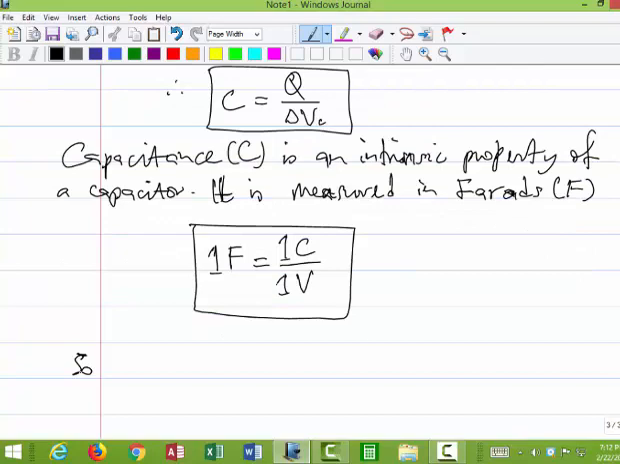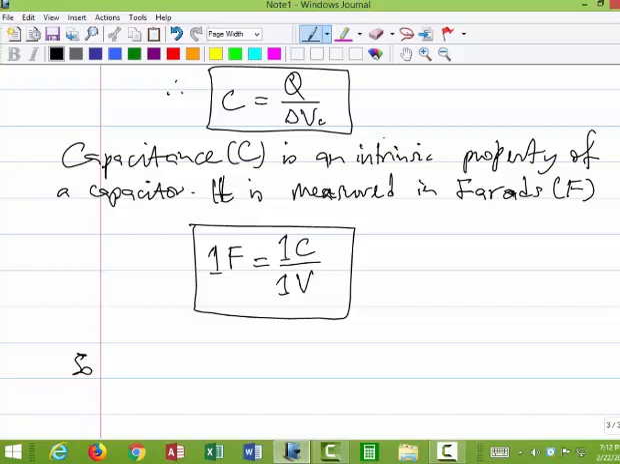So what kind of property is it? It's an intrinsic property, meaning that it is unique to the particular capacitor in question. If you have a parallel plate capacitor, it has an intrinsic capacitance. If you have a spherical capacitor, it's going to be different. If it's cylindrical, it's going to be different. So it depends upon the capacitor in question.